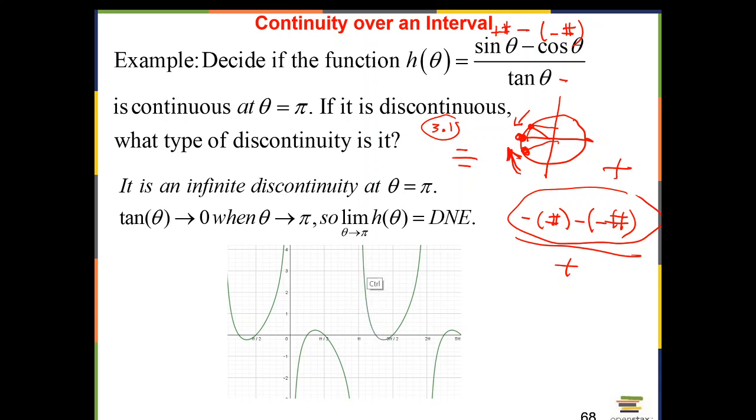so it goes to positive infinity, as you see over here, to the right of pi. So the limit to the left of pi goes to negative infinity, to the right goes to positive infinity, so we say the limit does not exist, right? So obviously it's discontinuous at pi, but what kind of discontinuity? It's infinite, because the denominator goes to 0, but the numerator doesn't go to 0.